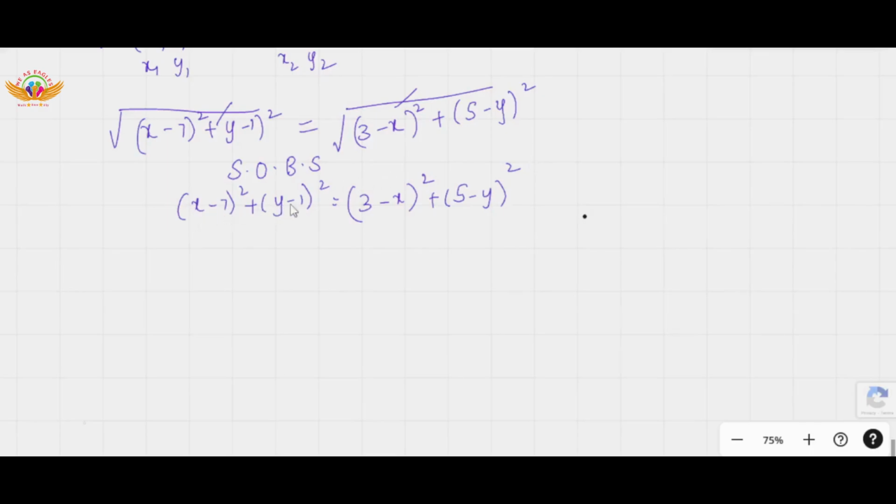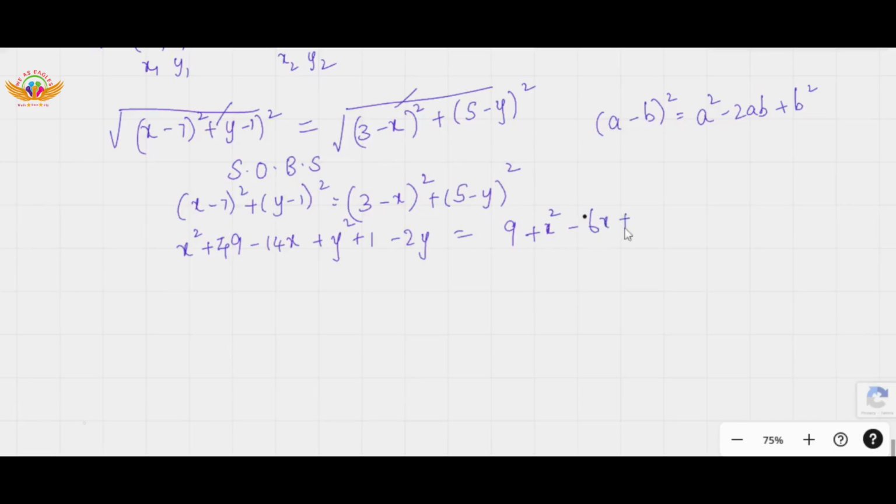So if you see, everything is in the form of a minus b whole square, that is a square minus 2ab plus b square. Let us quickly do it. x square minus 14x plus 49 plus y square minus 2y plus 1 is equal to 9 minus 6x plus x square, plus 25 minus 10y plus y square.